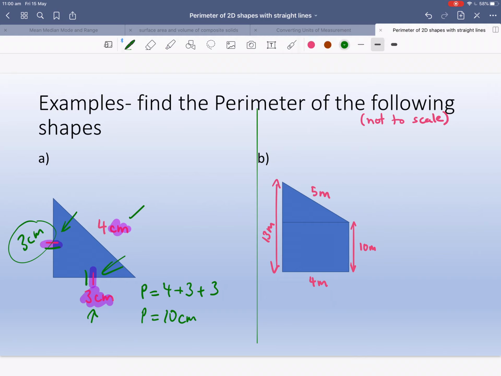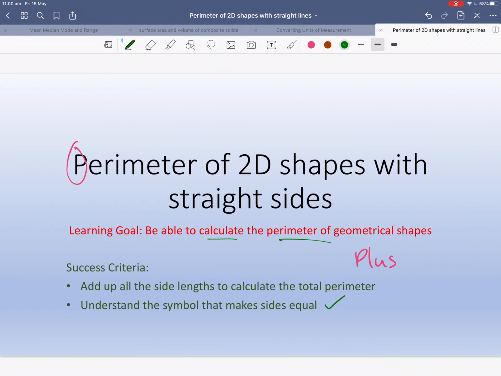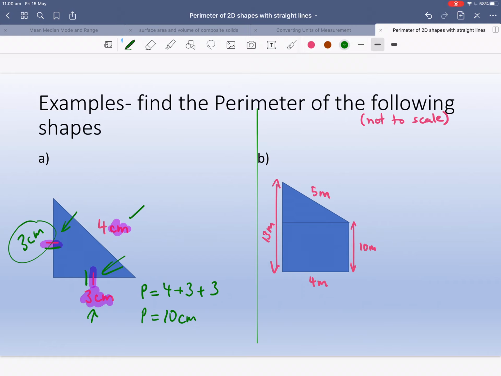Okay, let's look at the next example. All right. Now, it looks a bit different, a bit more complex. But remember, perimeter, we're just adding everything, add all the side lengths to calculate the perimeter. So we're going to do that. So all I'm going to do is just go around. I'm going to start with the 13 and let's go. So perimeter, always write P, go 13 plus, what's our next one? 5. So I'm going to write 5 down, plus, what's our next one? 10. So now I'm going to write 10 plus, and we've got one more to go, and it's 4.